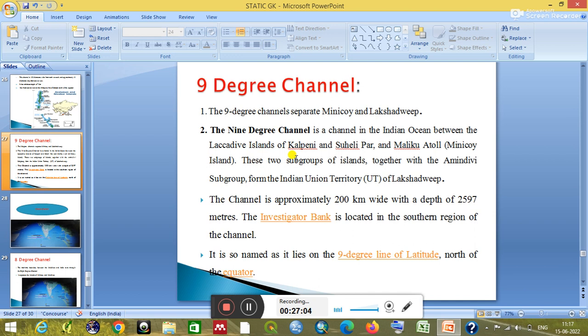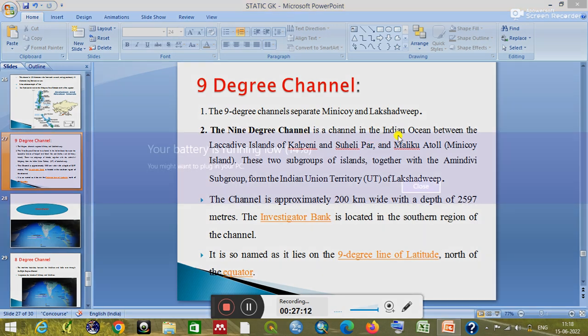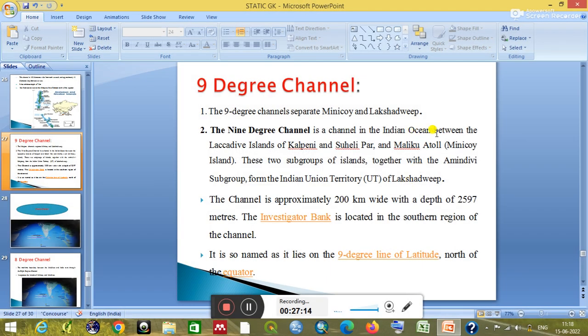There is another channel, the 9 degree channel. The 9 degree channel separates Minicoy and Lakshadweep. The 9 degree channel is a channel in the Indian Ocean between the Lakshadweep island of Kalpeni and Suheli Par, the Minicoy Atoll being nearest to Minicoy island.